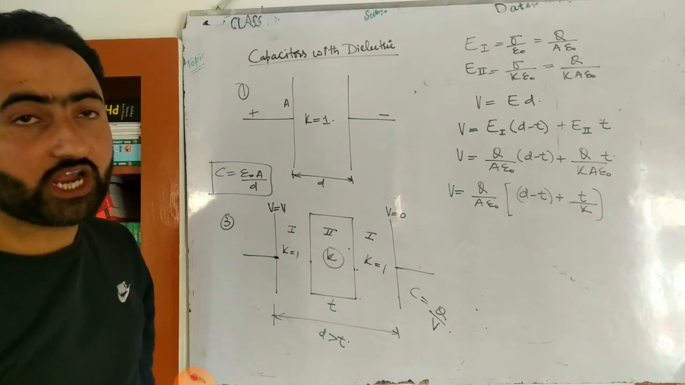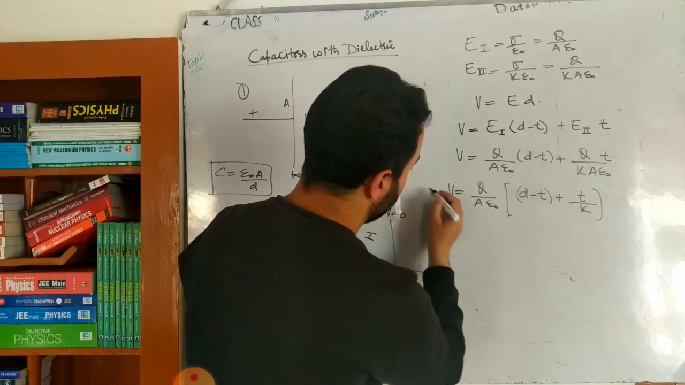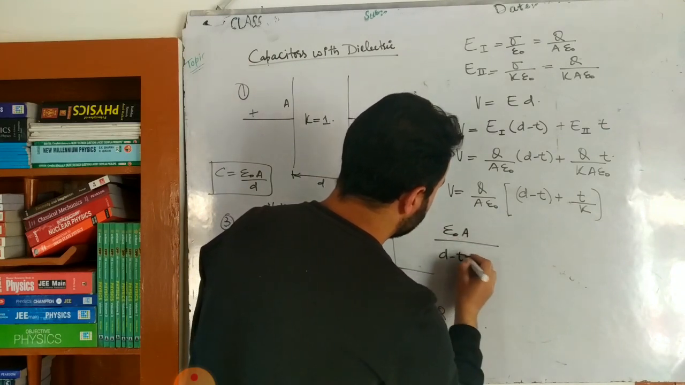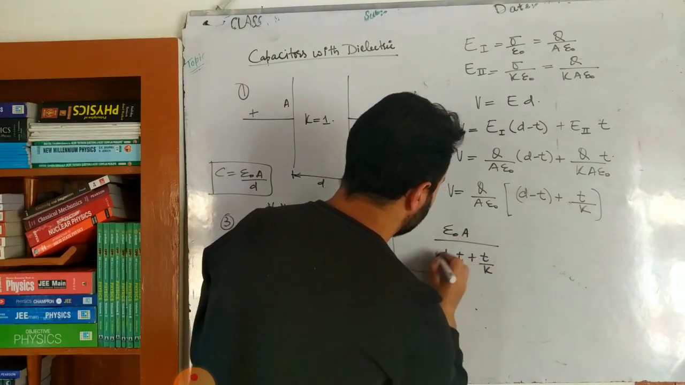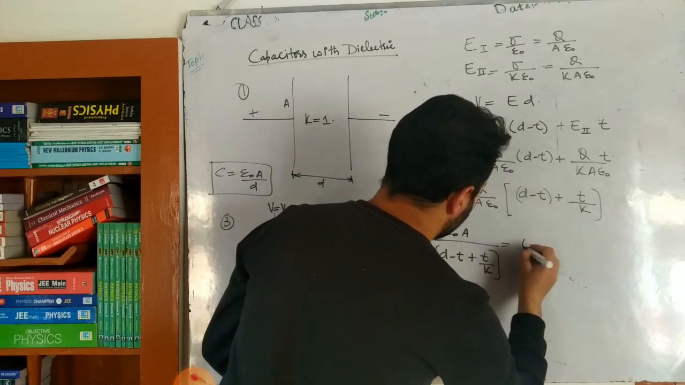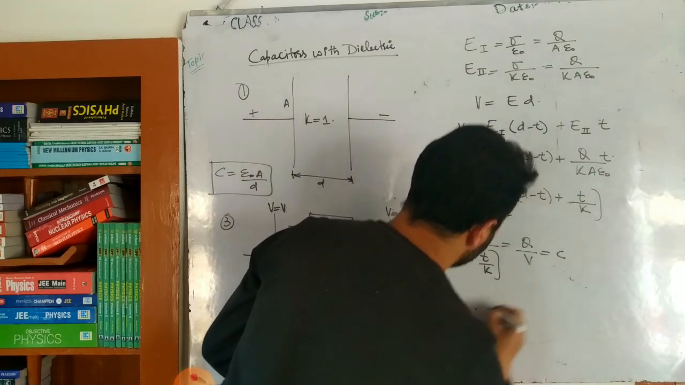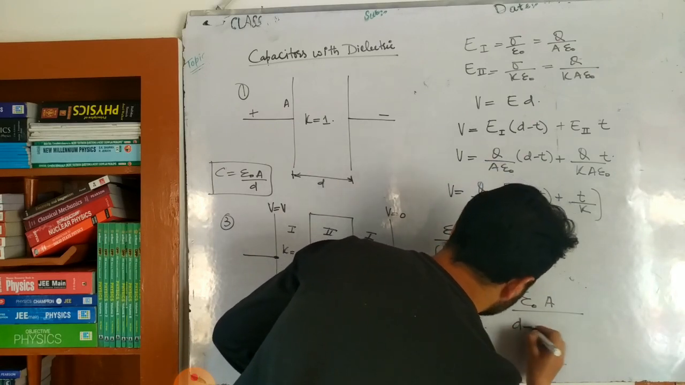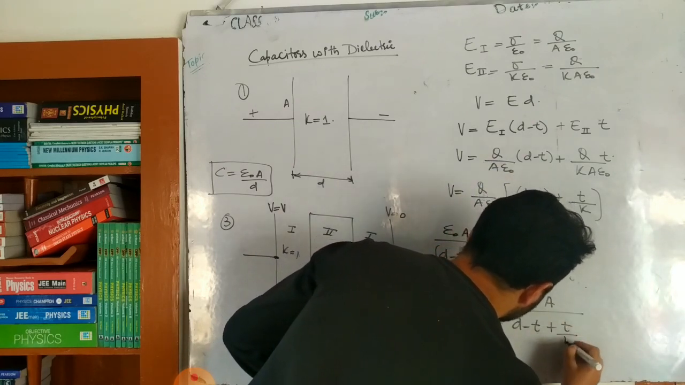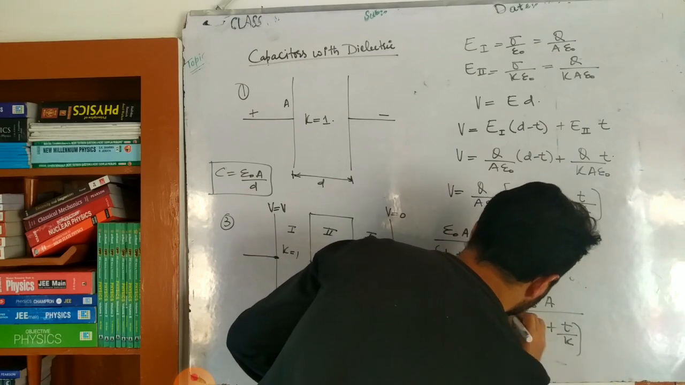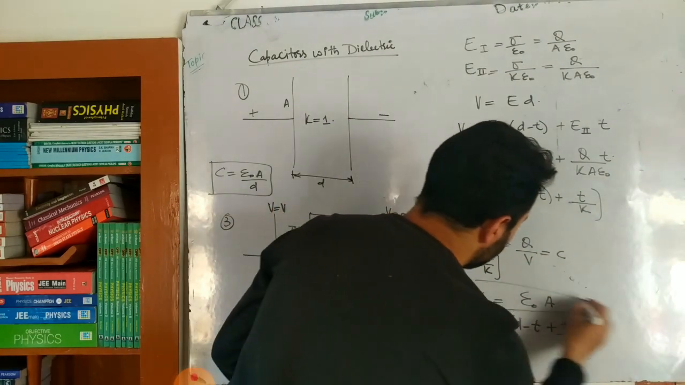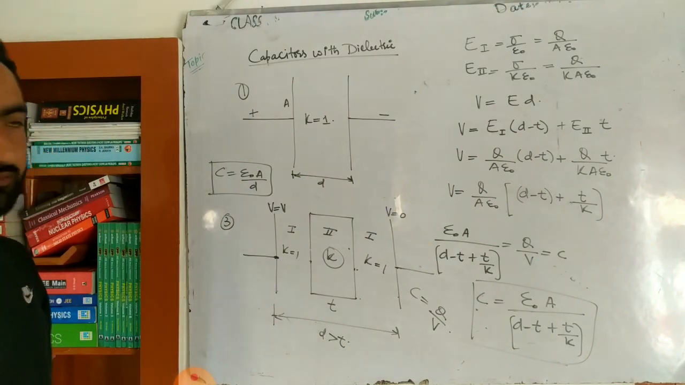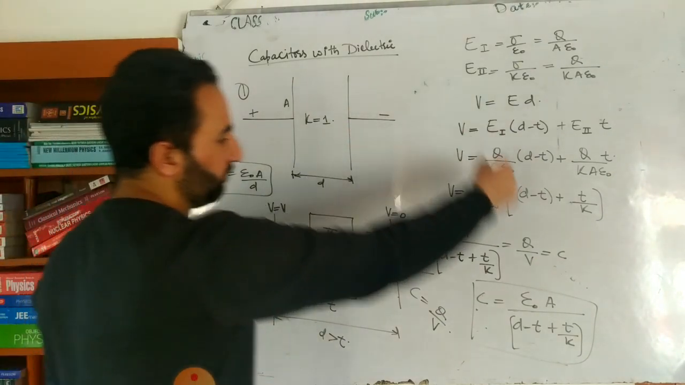Now what I have to calculate is Q divided by V. So bring it here, this will be epsilon 0 A divided by (d minus t plus t divided by K). That's equal to Q divided by V, that's equal to C. So finally C is equal to epsilon 0 A divided by (d minus t plus t divided by K). So this derivation is very important for the board exam. If this question is asked in the board exam, simply start from here and then move in this direction.